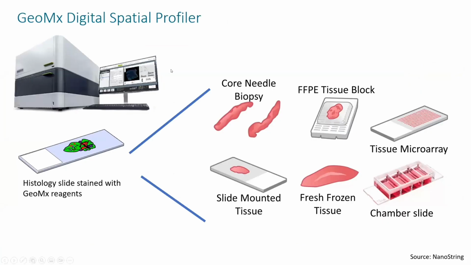What can you then use the GeoMx for? Well, basically, you can use it to spatially profile any tissue you can get to stick on a regular plus glass slide. So you can look at core needle biopsies, FFPE tissue blocks, tissue microarrays, slide-mounted tissue, fresh frozen tissue, and even cells. If you can get them to stick to the glass slide, then we can look at them.